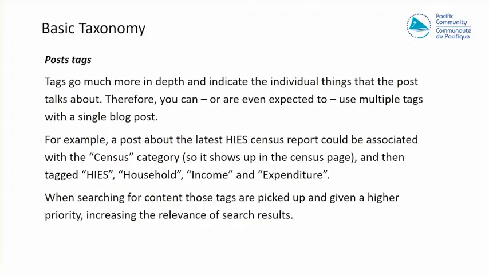So for example, a post about the latest census report will be associated with the census category, because you want it to appear in the census page. But then you will tag household income, expenditure, anything that you believe your users would look for or would search for. So if you know that your users are always looking for building, for instance, maybe you don't have a real category, but you could tag anything related to that subject with a keyword or tag building.